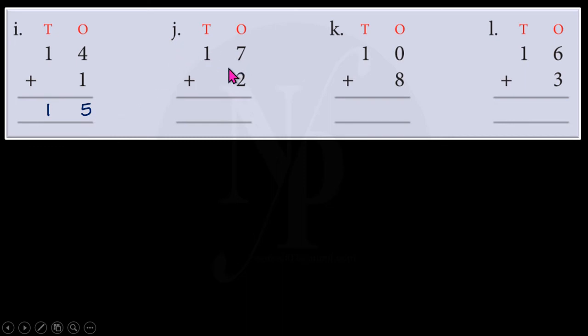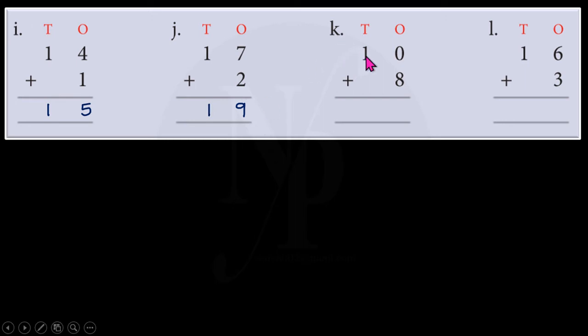J, 17 plus 2. We add 7 and 2 first. 7 plus 2 is 9. So 1 plus 0 is 1. Therefore 17 plus 2 is 19.